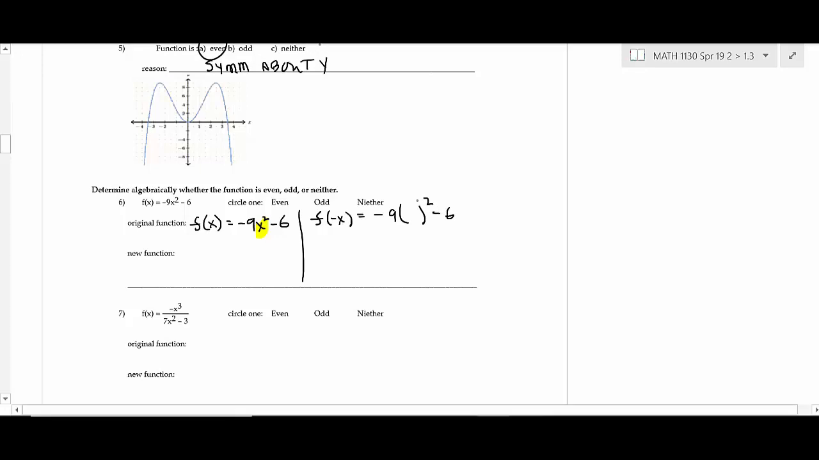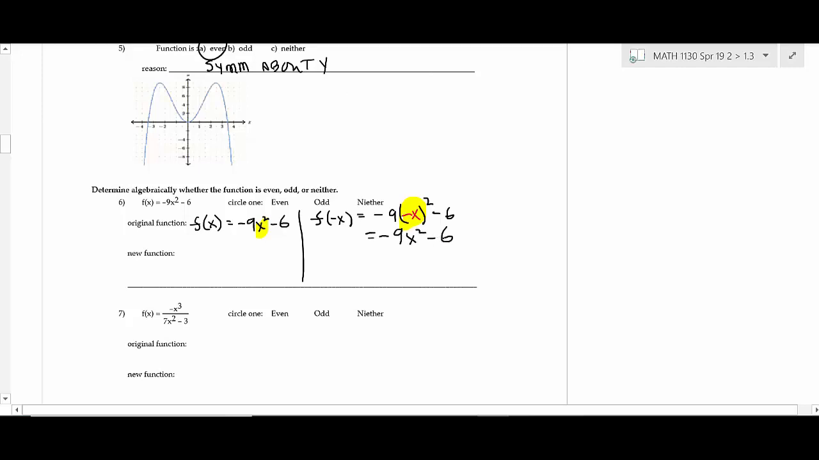And then we have -x squared like that. Okay, that's how you start your proof. Don't start it any other way. Always the same. Now, what happens to this part right here? If you square -x, what does it really become? Just x squared, right? Okay, so your next step, you would write this as negative 9x squared minus 6.